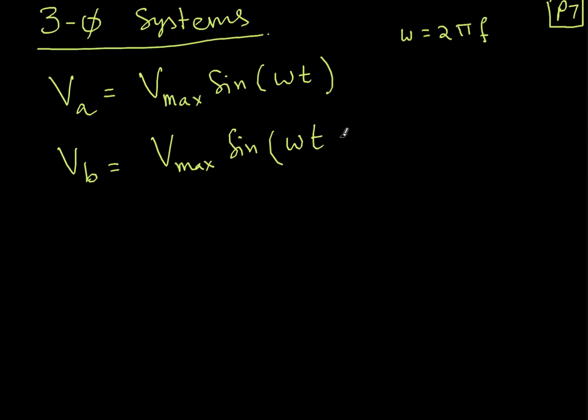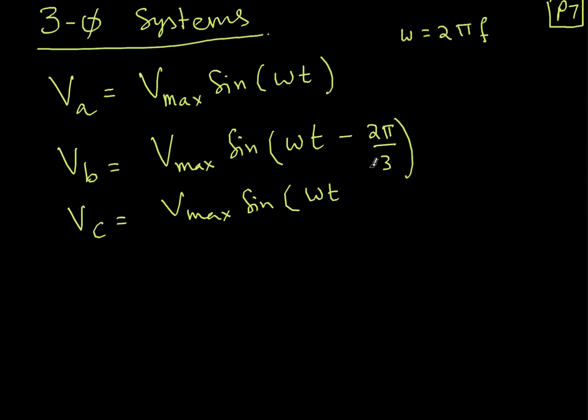So what happens here is minus 2 pi by 3. This is a phase shift that is introduced into the second voltage, which we are calling VB, and then VC is the third voltage. It will have a further phase shift of 2 pi by 3. This is already minus 2 pi by 3, so I'll once again subtract 2 pi by 3, and it will become minus 4 pi by 3. So this is a set of three-phase voltages.